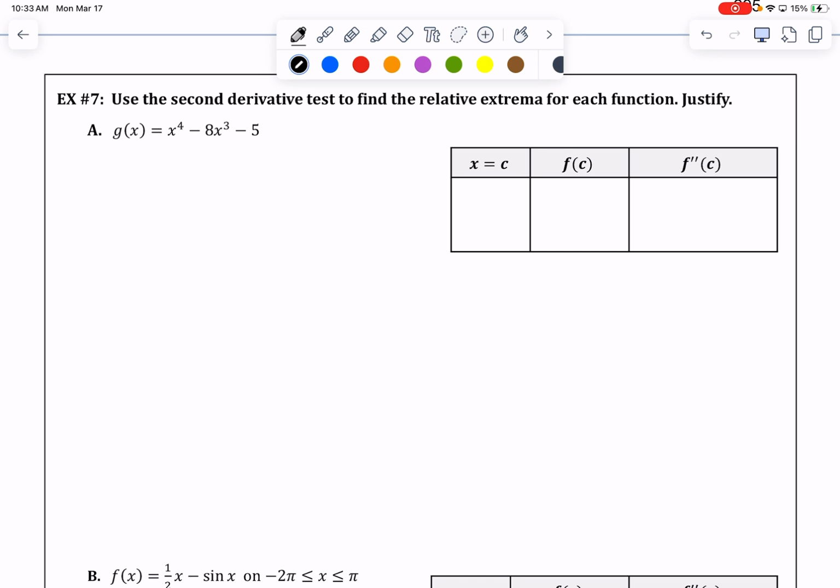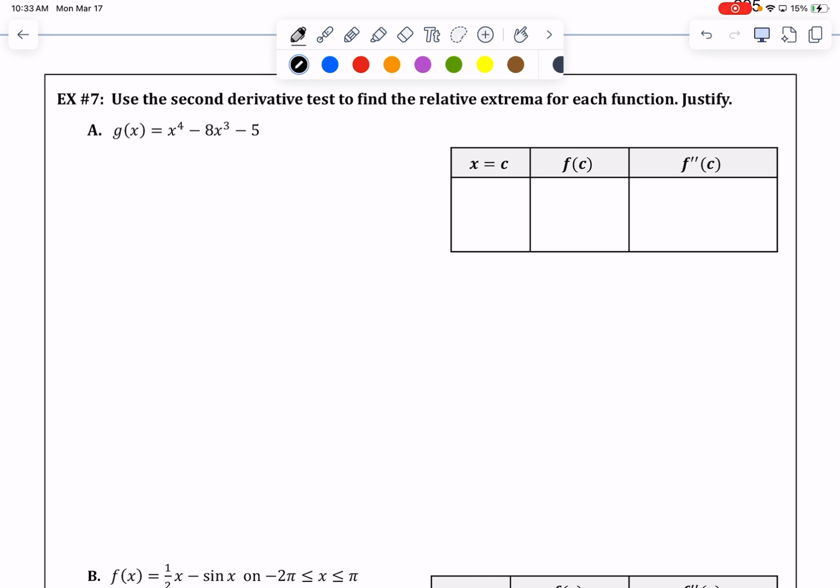The second derivative test is a different way to find relative maxes and mins. And you do use it on the AP exam. It almost always shows up twice, like right on the money. One's on the multiple choice, one's on the free response. Pretty much every year, kids come back and say, yep, it was on there twice. Okay, and it's super easy.